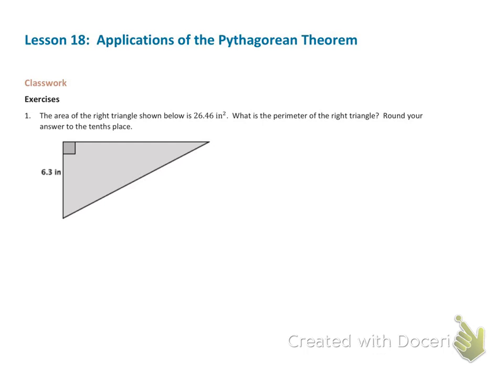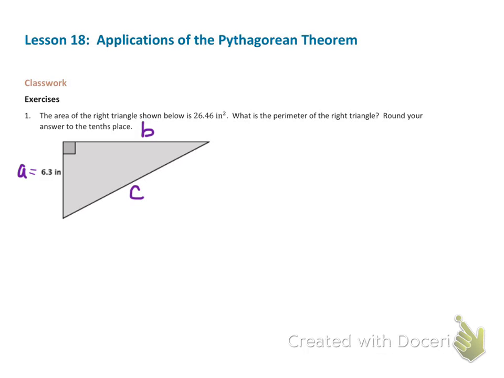So in order to find the perimeter, we obviously need the lengths of all three sides. This right triangle has two legs. We'll call the first one A, the other leg B, and then the hypotenuse we'll call C. We can't really use the Pythagorean theorem yet because we need at least two sides or another relationship, but we've been given the area.